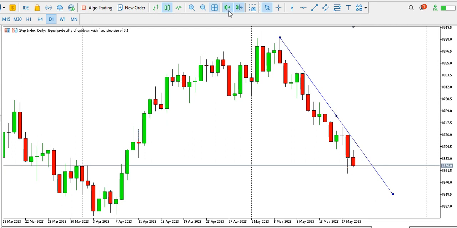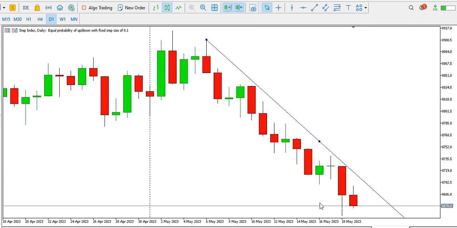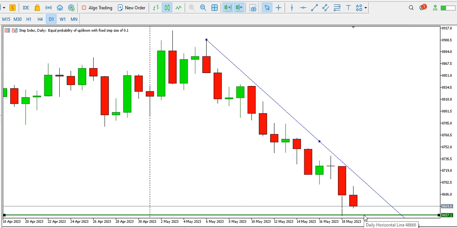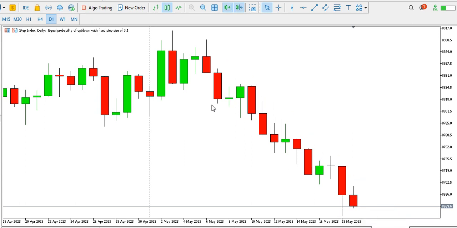Look, the bulls were able to push price up to this point, but since the start of today, price has been going down, and price is going to target yesterday's low. Yesterday's low is the 8657 area, so you might look to sell down to that level. That's step index on the daily time frame.